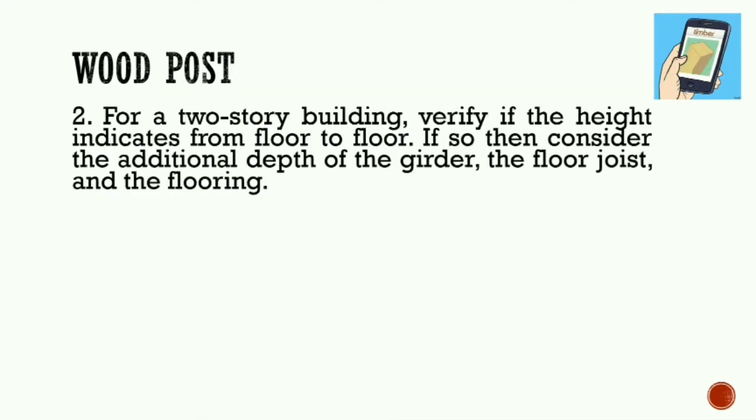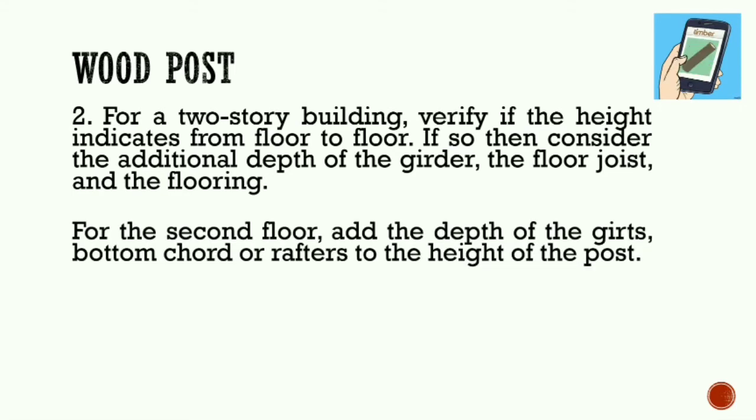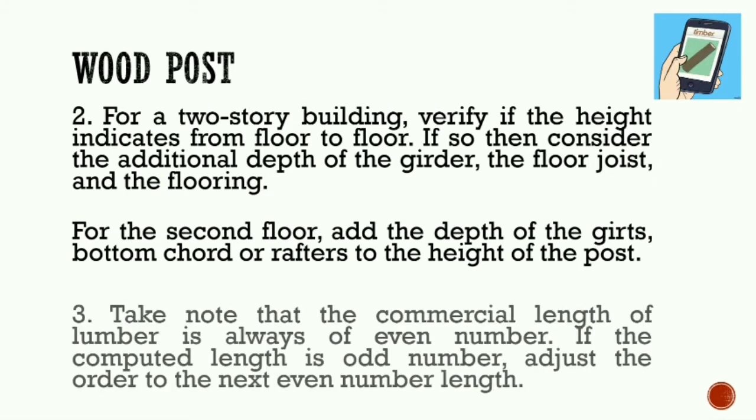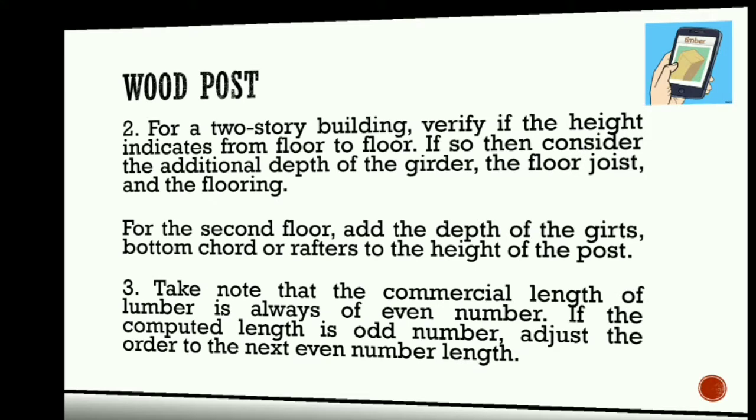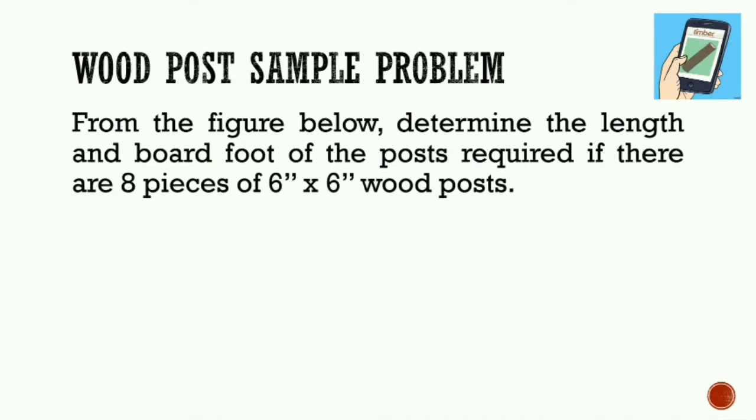The second condition is, for a two-story building, verify if the height indicates from floor to floor. If so, then consider the additional depth of the girder, the floor joist, and the flooring. For the second floor, add the depth of the girt, bottom chord or rafters to the height of the post. The final condition is take note that the commercial length of lumber is always an even number. So if the computed length is an odd number, then you need to adjust the order to the next even number length.